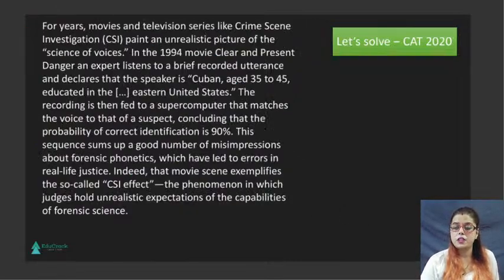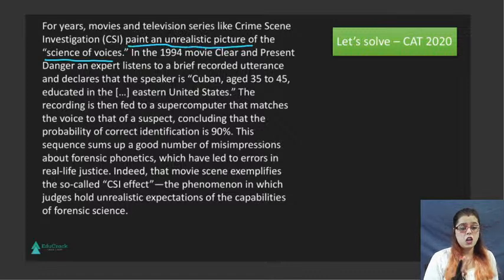Moving on to the next question. Again, this is from CAT 2020 itself. For years, movies and television series like Crime Scene Investigation paint an unrealistic picture of the science of voices. That means there is a science of voices, right? But the movies and television series, they paint an unrealistic picture. It is not saying the science of voices does not exist. Science of voices exists, but movies and television series, they paint an unrealistic picture.